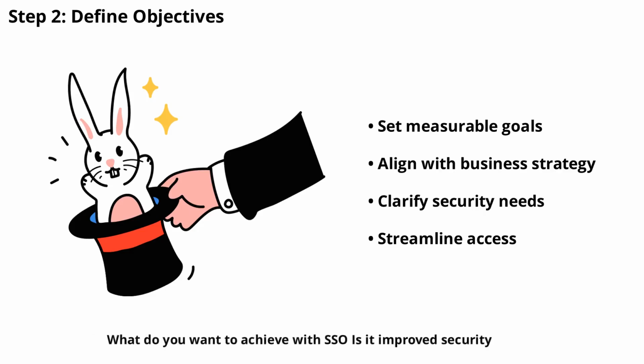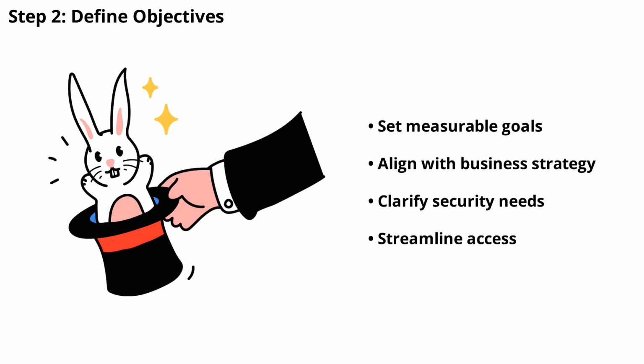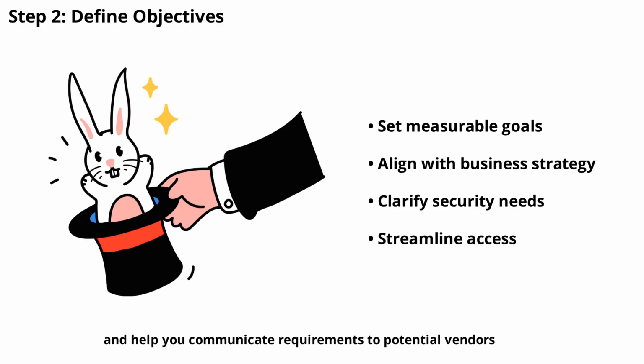Once you've assessed your needs, it's time to define your objectives. What do you want to achieve with SSO? Is it improved security, streamlined access, or easier user management? Set measurable goals, such as reducing password-related support tickets or enhancing compliance. Clear objectives will guide your evaluation process and help you communicate requirements to potential vendors. Make sure your objectives are aligned with broader business goals and marketing strategies.